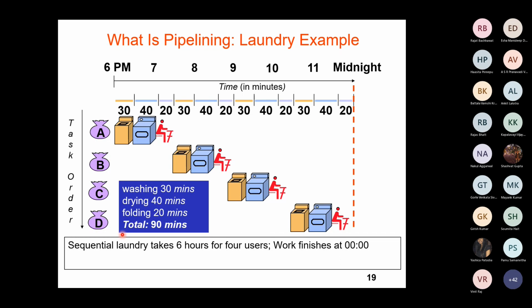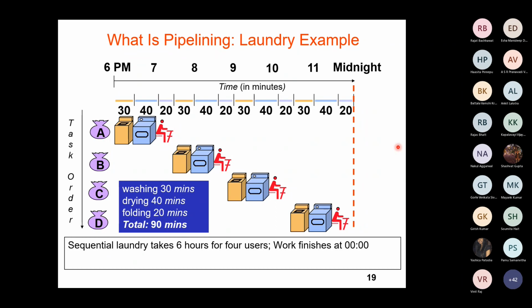So sequential laundry for 4 students would take 6 hours, right? So if you start at 6 p.m. in the evening, it would finish at midnight. Can you do better? Yes, sir. This is obvious, right?